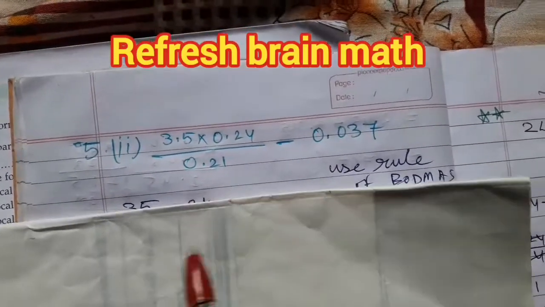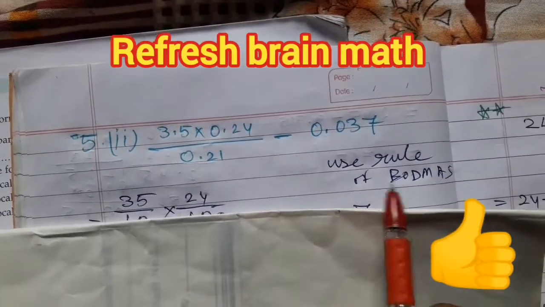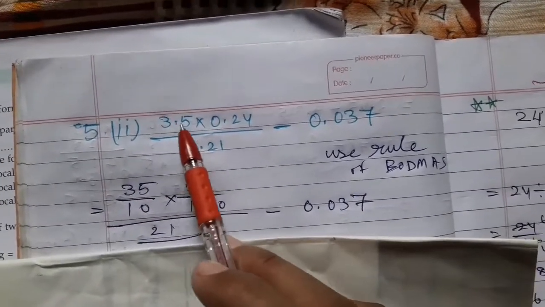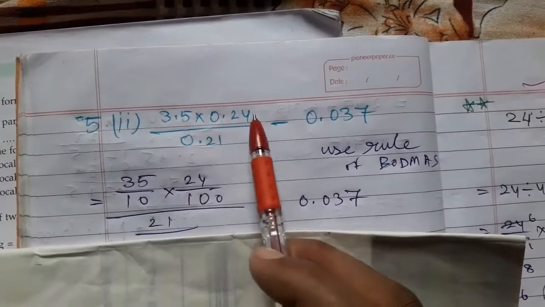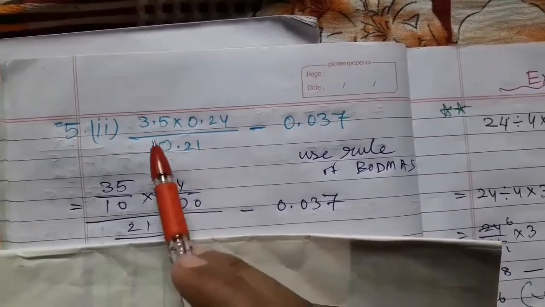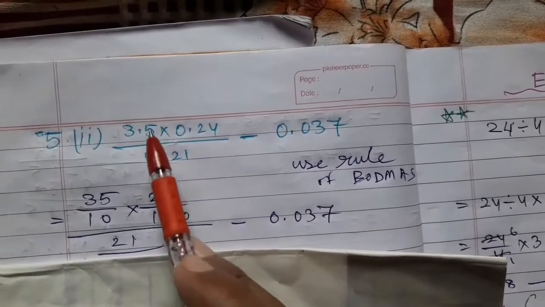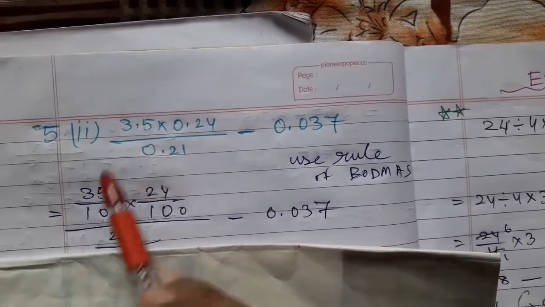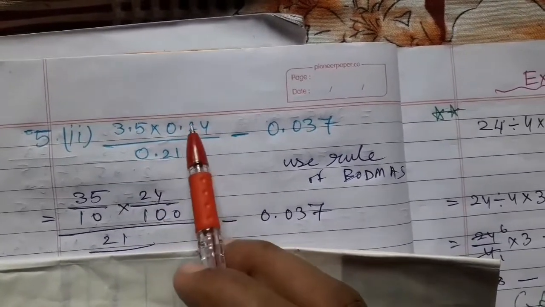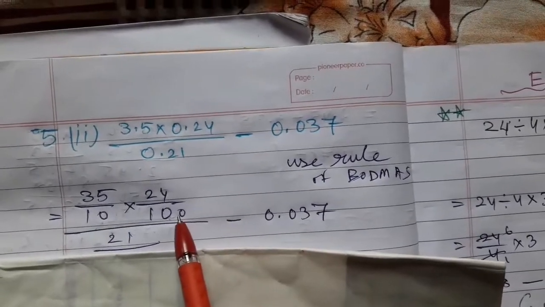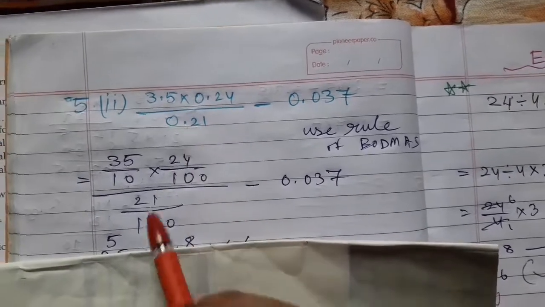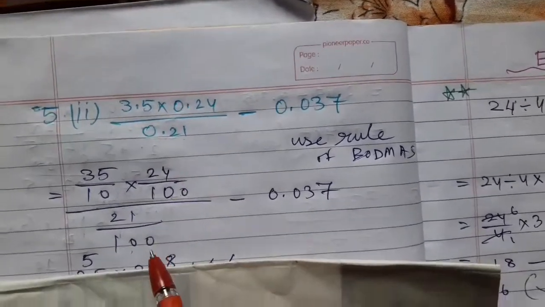Last question. Use the rule of BODMAS. We have to remove the decimal place. 35 by 10 multiplied by 24 by 100. After the decimal place 1 there is a 0, and in the next there are 2 places. Then 21 by 100 with 2 decimal places, so 0s as needed. Clear?